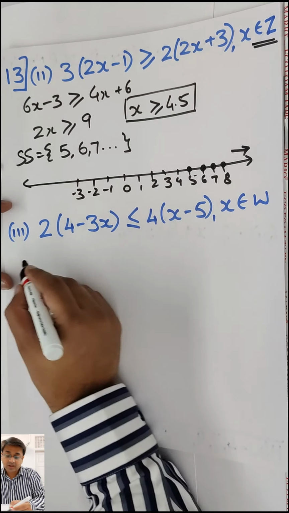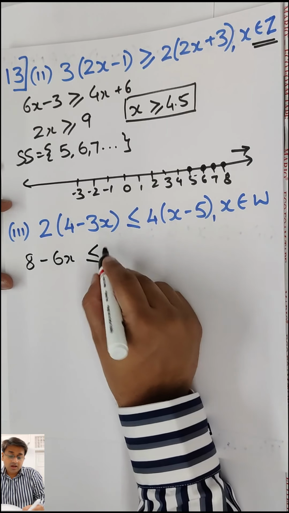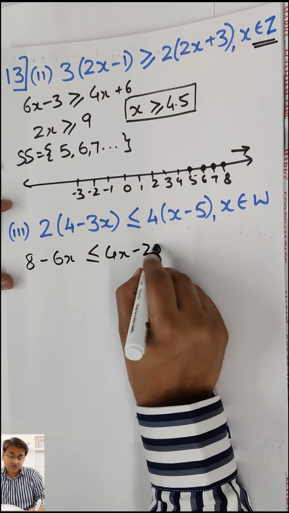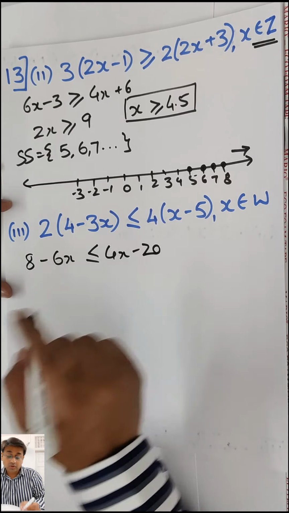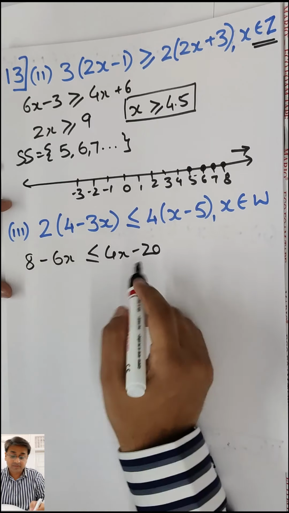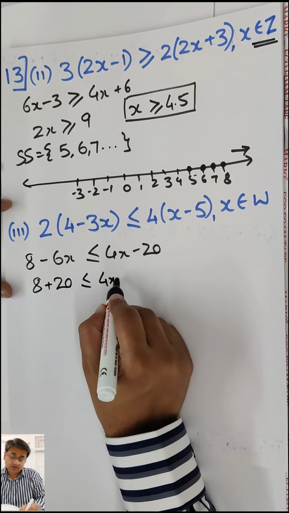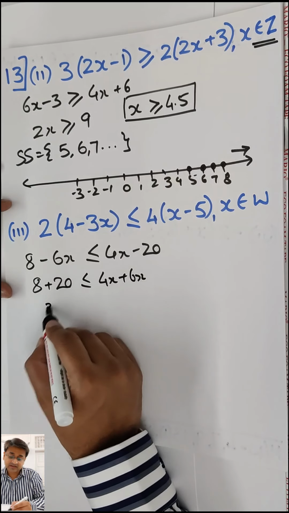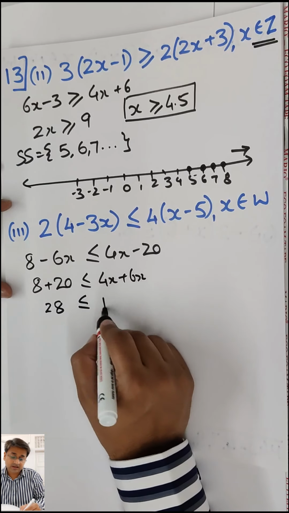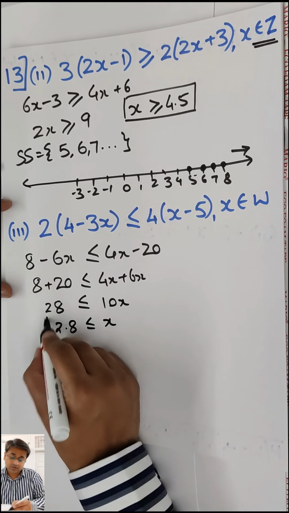13 part 3. So 4 2s are 8 minus 6x, 4x minus 20. So x on the positive side. Don't take this on the negative side, otherwise you'll mess up. So 8 plus 20, 4x plus 6x. So 28 less than equal to 10x.